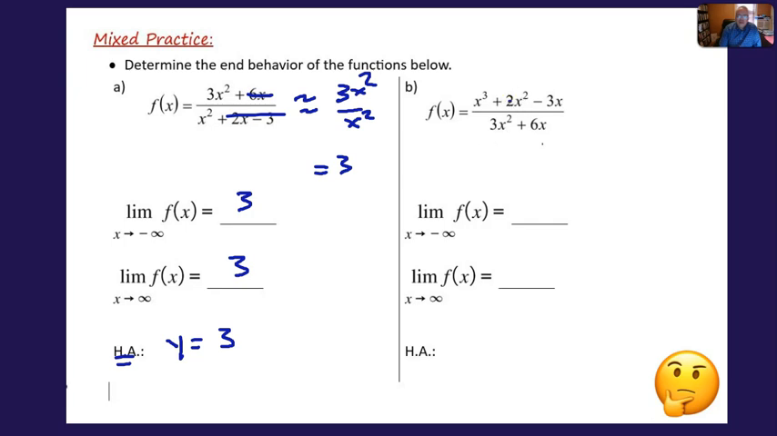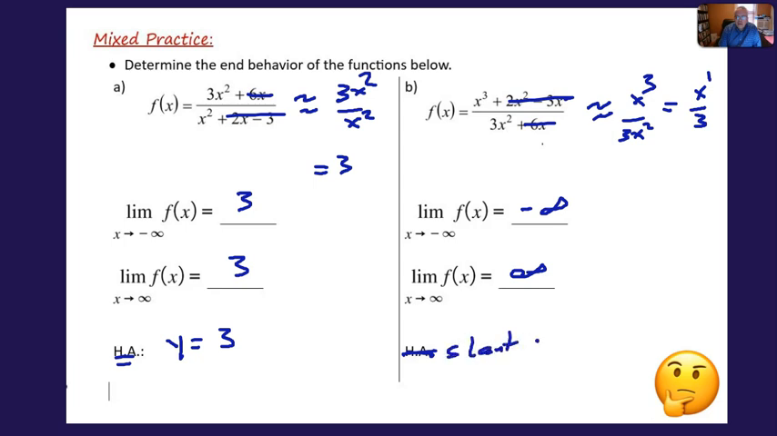Okay, let's look at this one. Cross these guys out and that guy. We have x cubed over 3x squared. And if I cancel the x's, this is x over 3. This is a linear function. Positive leading coefficient, odd power. That means on the left is going to negative infinity. On the right is going to positive infinity. And it is a slant asymptote.